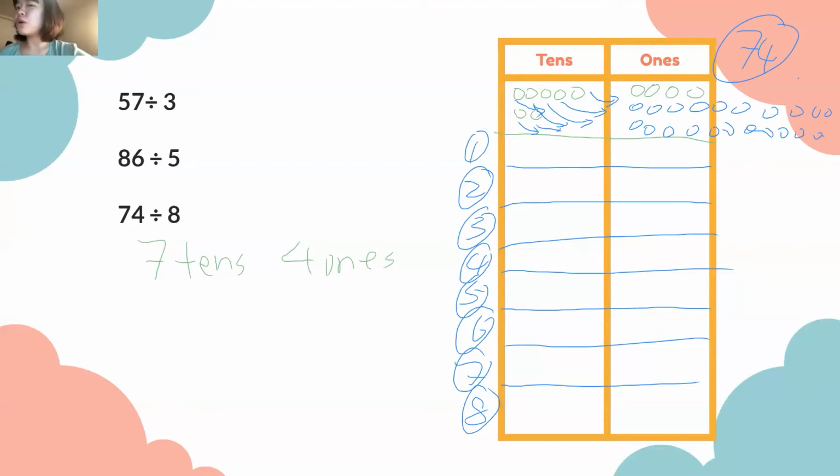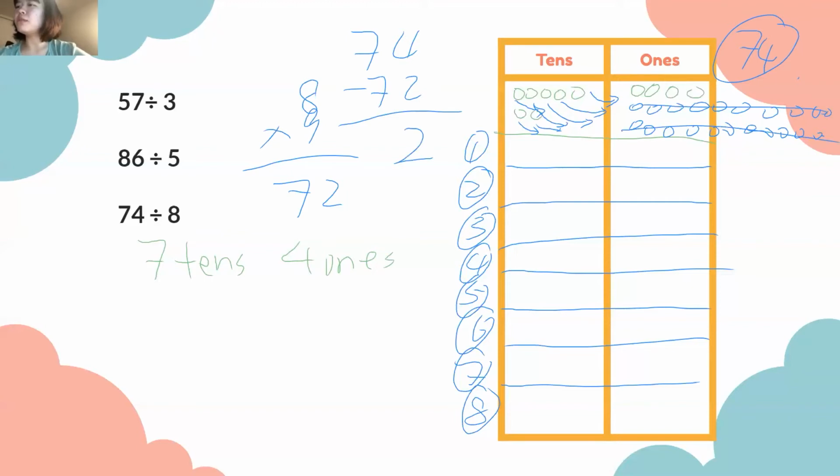So 74 divided by 8. Which number can we get for each group? Okay, we can do 8. We can do 9. So 8 times 9 gives us 72. And what's 74 minus 72? That is 2. So we can cross all of them out, and the remainder is 2. So each group can be 9.